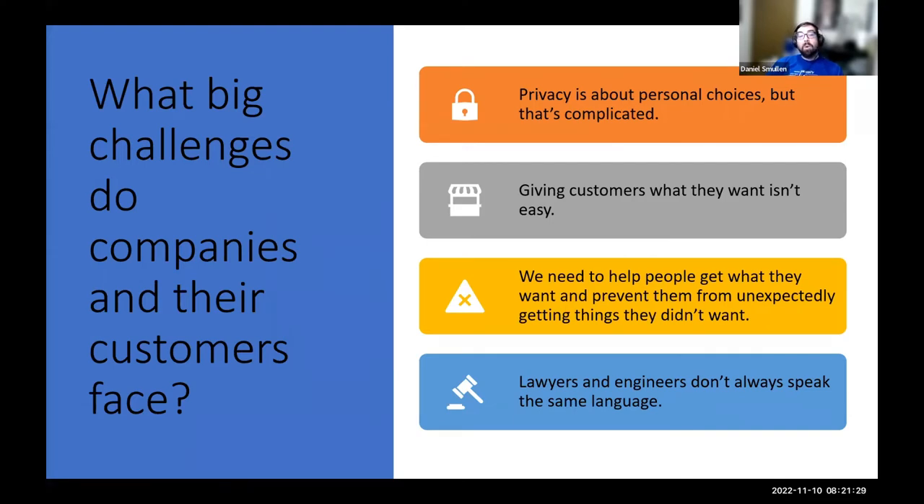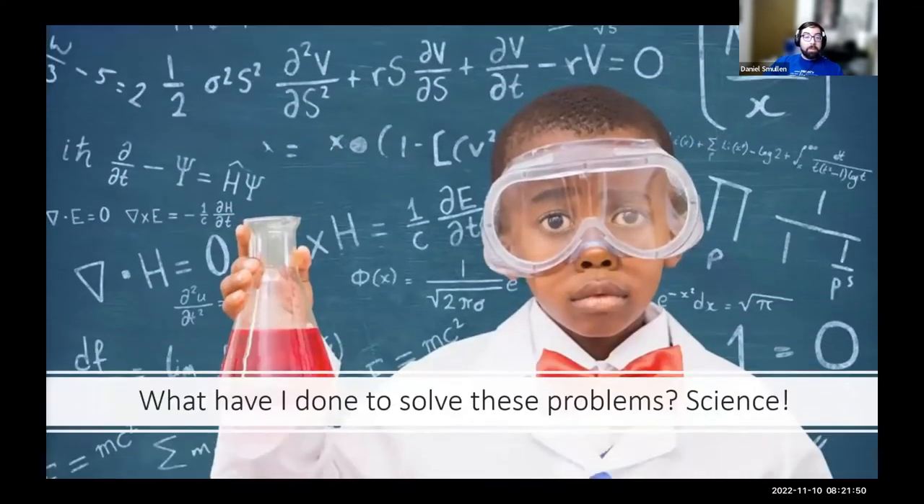And then finally, the fourth bucket is that lawyers and engineers don't always speak the same language. In fact, it's quite rare that they do. But that's just the facts of life. These are the big challenges. And I don't think there are hard and fast solutions to any of these four challenges, but we can put dents in this problem. So I guess we can talk a bit more about what I've done to solve some of these problems. And that's where the science piece comes in. That's why I'm an applied scientist.